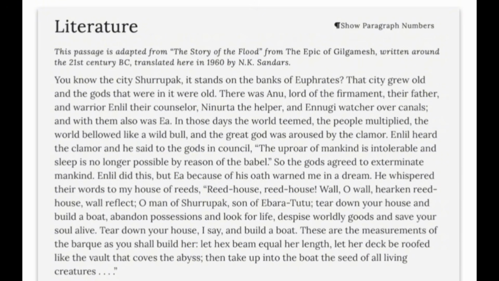In those days, the world teemed. The people multiplied. The world bellowed like a wild bull, and the great God was aroused by the clamor.